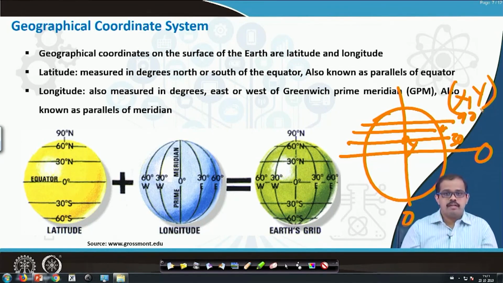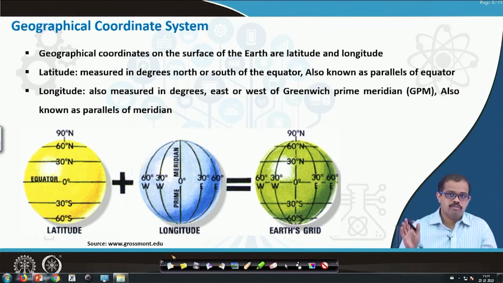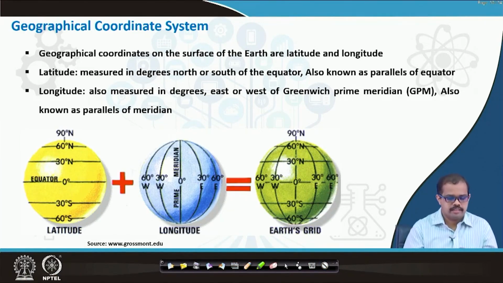So please remember, longitude will have its marking on the x axis, latitudes will have marking on the y axis. So this is where most of the students make a mistake. So please understand how the latitudes are marked and longitudes are marked. So clubbing this will give you the entire Earth's grid. Okay. So once we have understood this, we'll move on to the next understanding.